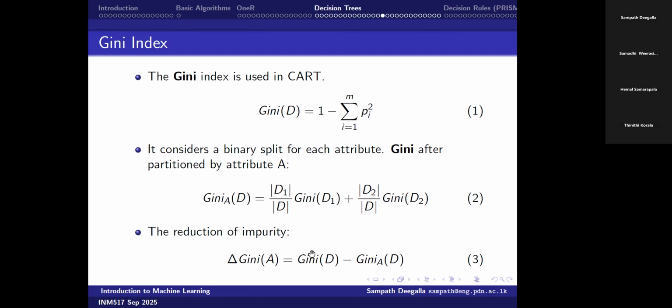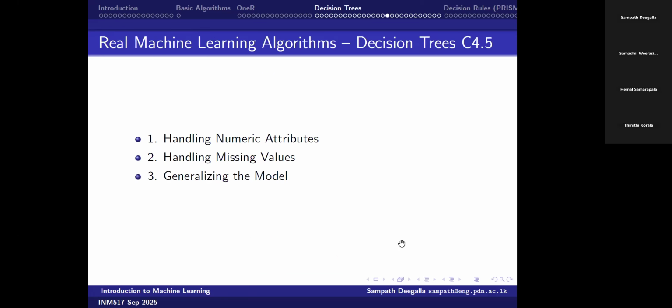You will calculate the Gini value before the split, and you will calculate the Gini after the split, and you get the difference. And this is the basis for CART trees. There's a decision tree algorithm called CART, and this is the mathematical basis for that. Right. Now, I told you we have different tree structures, and we have observed a tree structure called ID3, and a tree structure called J48. There are some differences.